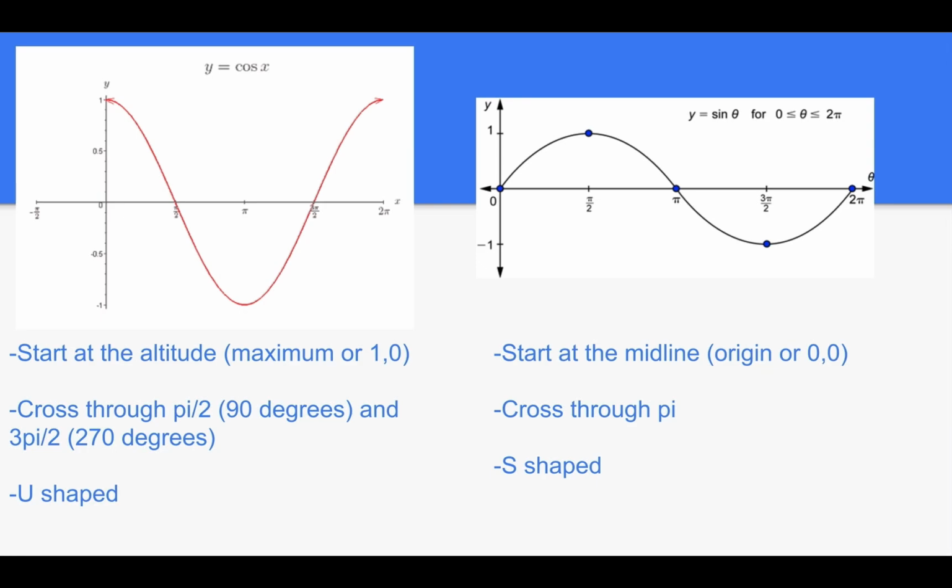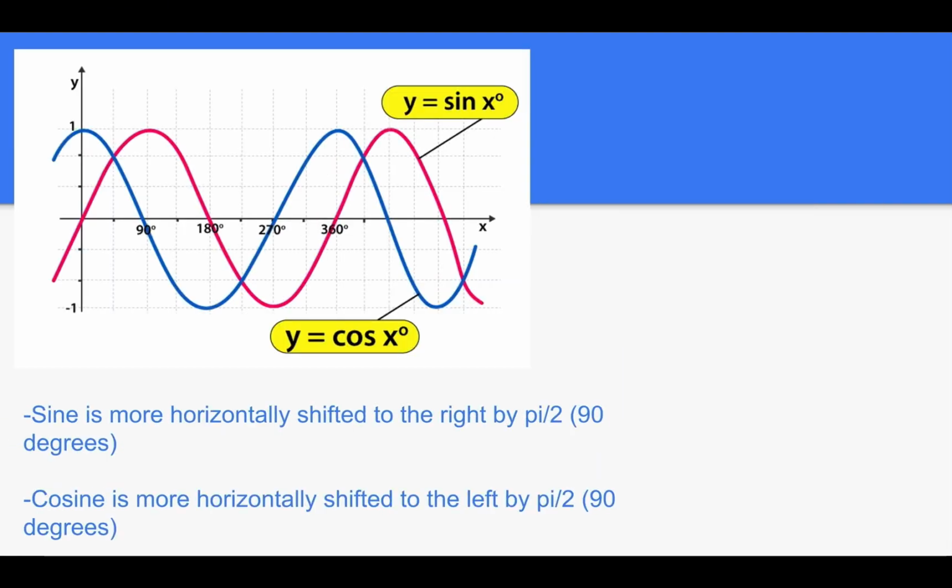Moving on, we have our cosine and sine graphs. So cosine starts at the altitude, or the maximum, which in the unit circle is 1, 0. It crosses through pi over 2, or 90 degrees, and 3 pi over 2, 270 degrees, and is typically U-shaped. Now, sine starts at the midline, or the origin, in this case, 0, 0. It crosses through pi, and it's kind of S-shaped. However, sine is more horizontally shifted to the right by pi over 2, or 90 degrees, and cosine is more horizontally shifted to the left by pi over 2, 90 degrees.